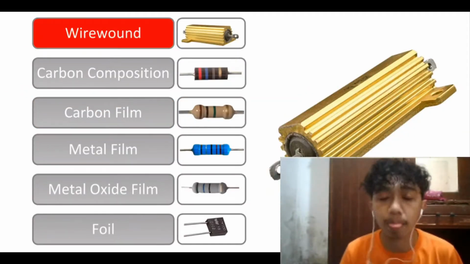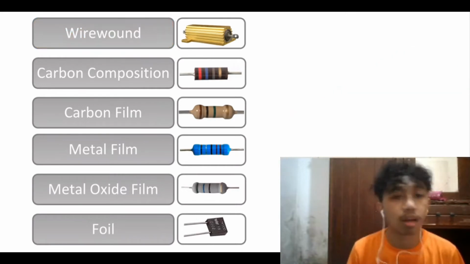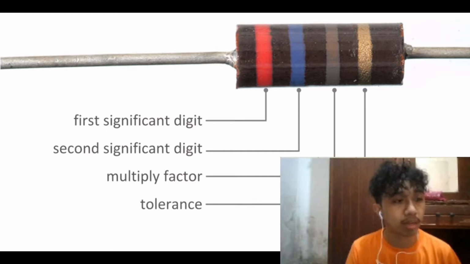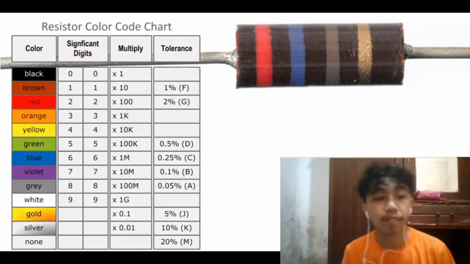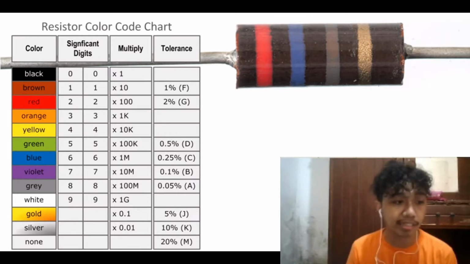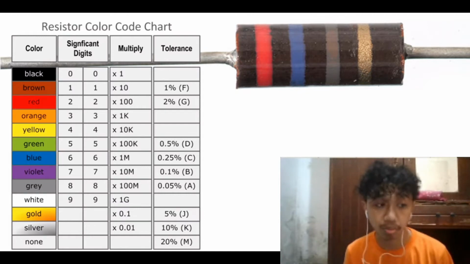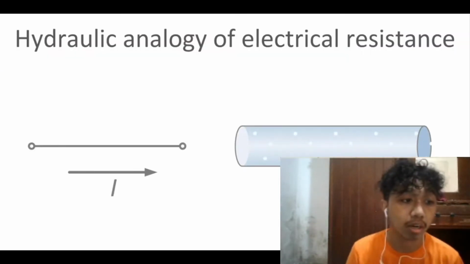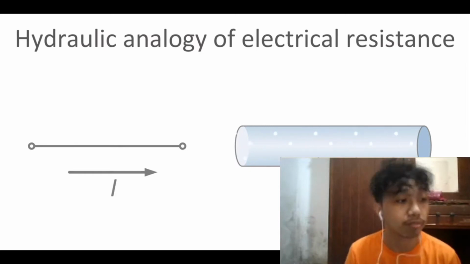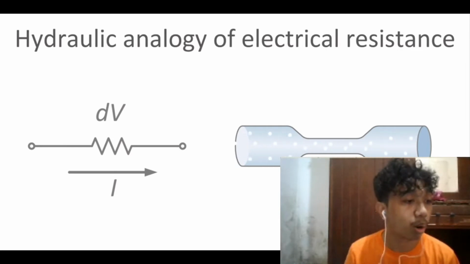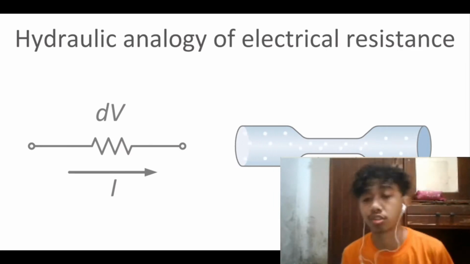Now I'm gonna talk about resistor. What is resistor? Resistor is a passive two-terminal electrical component that implements electrical resistance as a circuit element. In electronic circuits, resistors are used to reduce current flow, adjust signal levels, define voltages, bias active elements, and terminate transmission lines, among other uses.